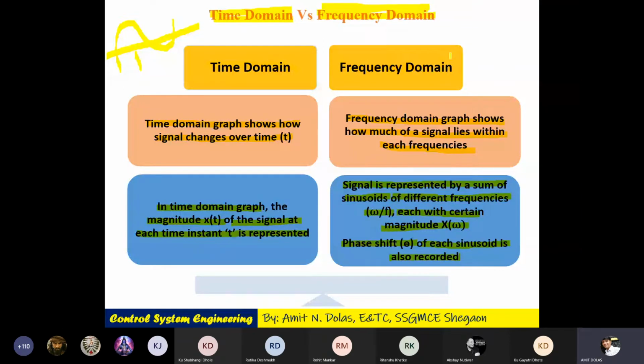Likewise, the graph of the frequency domain will be like this: at 1 kilohertz this many components, at 2 kilohertz this many components, at 3 kilohertz, say, 0 components. So you'll get a frequency graph. We can say there are 3 components at 1 kilohertz, 2 components at 2 kilohertz, and 0 components at 3 kilohertz. The same graph is shown in the next PPT.